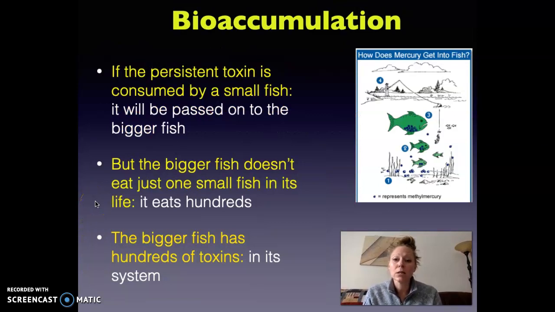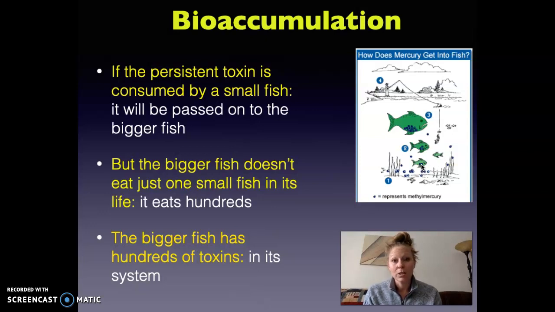If the persistent toxin is consumed by a small fish, so here we have a small fish, it's going to have just a small amount of this persistent toxin. In this case, we're talking about mercury, but we could be talking about PCBs or DDT. So it'll have just a small amount, and then the big fish is going to eat the little fish. And so that persistent chemical is going to be passed on to the big fish.